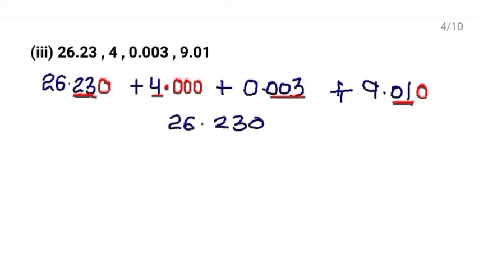26.230. Second number is decimal below the decimal. Student, this 4 is at ones place. So ones place पर लिखेंगे. You will not write here because this is the tens place. After decimal 0 0 0.